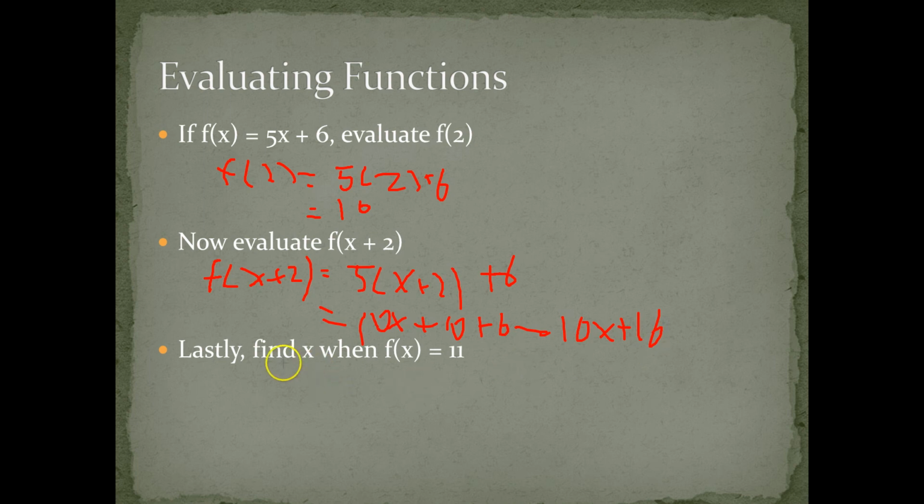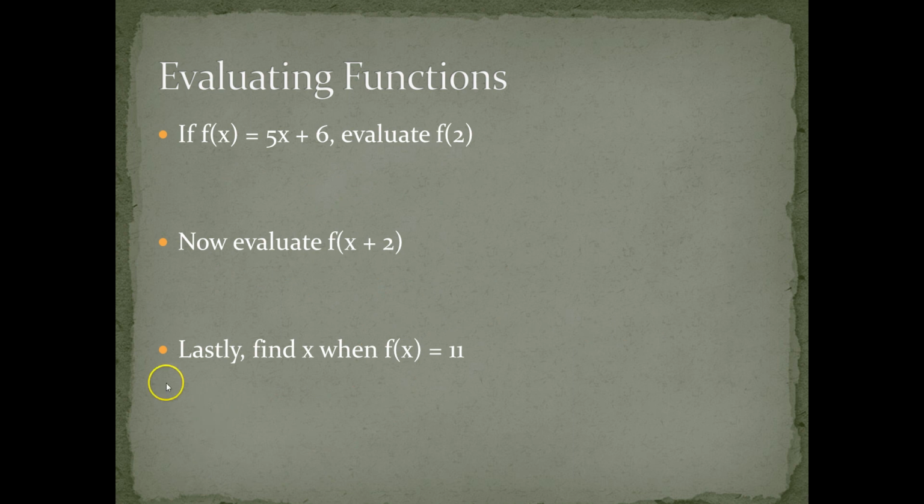Now, this last problem is find x when f of x is equal to 11. So what we do is we just do it the reverse way. Instead of plugging in something for x, we plug in a value for f of x. So 11 is equal to 5x plus 6. We subtract 6 from both sides, so we get 5 is equal to 5x. We divide both sides by 5, x equals 1. It's very similar to solving equations, and it's not really that different.